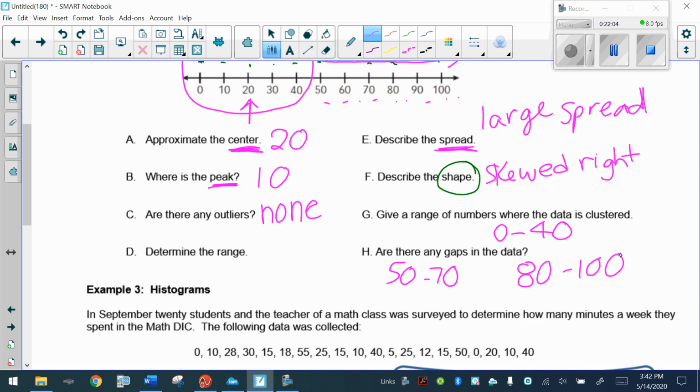All right. Oh, I missed this one. I'm sorry. The range from our lesson last week, that's the highest number minus the smallest, or maximum minus minimum. So that's going to be 100.